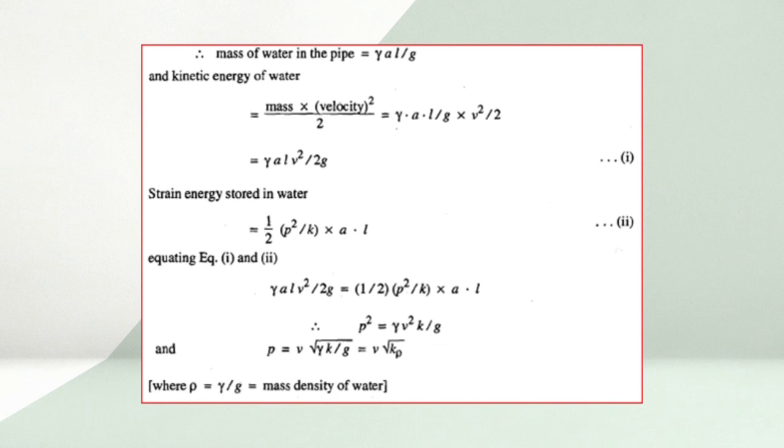Strain energy stored in water is equal to 1 by 2 into P square upon K into A into L. So on equating the equations, we get P equal to V into root K rho, where rho is equal to gamma upon g, the mass density of the water.